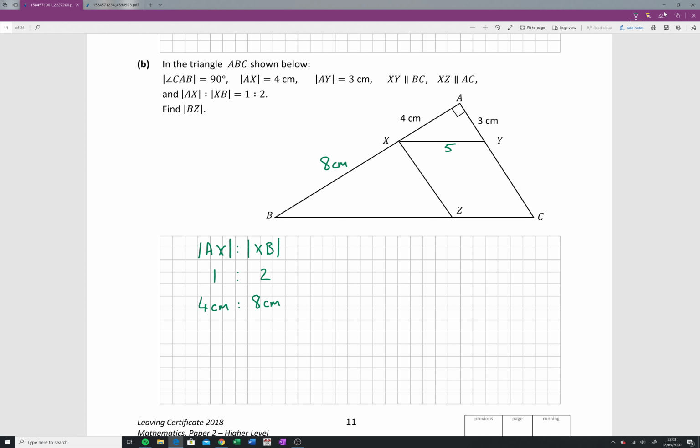What do we have? Just a few things to look at. We're told that this thing is parallel to that. We're told that this one here is parallel to that one there. What does it essentially mean? It means that we are dealing with similar triangles.